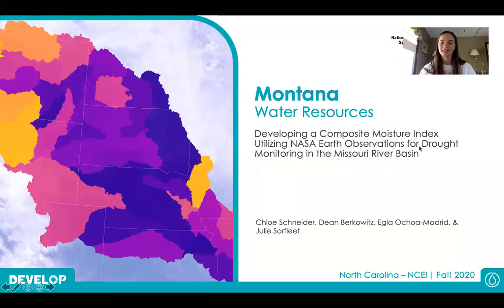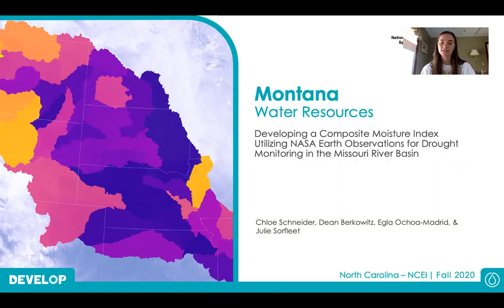Hi, my name is Chloe Schneider, and I was funded by the North Carolina Space Grant to participate in a NASA-developed project focused out of North Carolina National Centers for Environmental Information, NCEI. My team members were Dean Berkowitz, Egla Ochoa-Madrid, and Julie Sorfleet, with our fellow was Andrew Shannon.